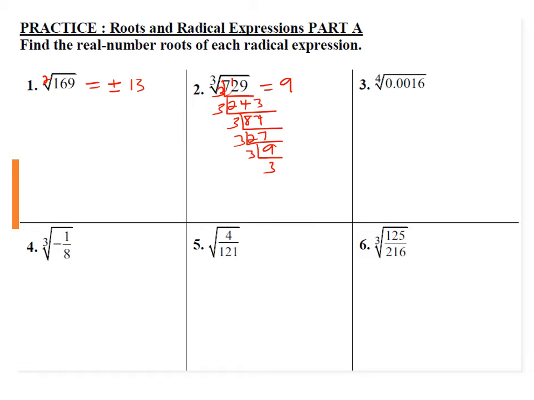So with the ladder, if I look, I have 2 groups of 3. And because there are 2 groups of 3, 3 times 3 equals 9.